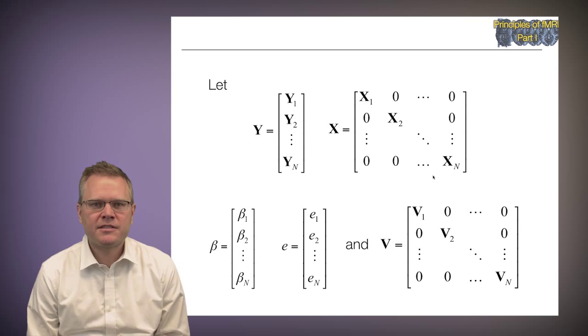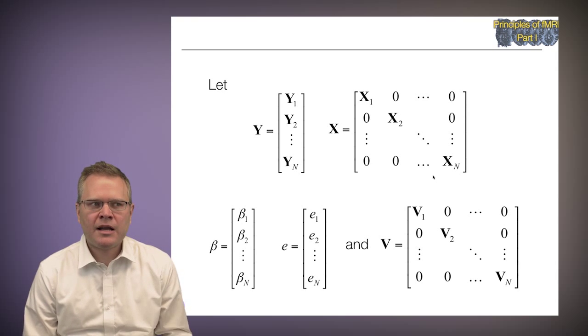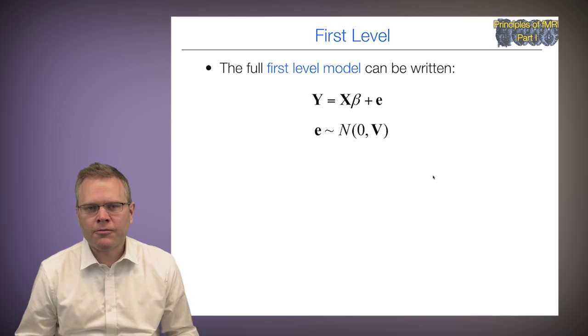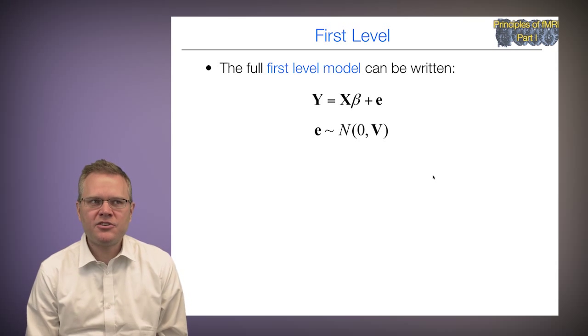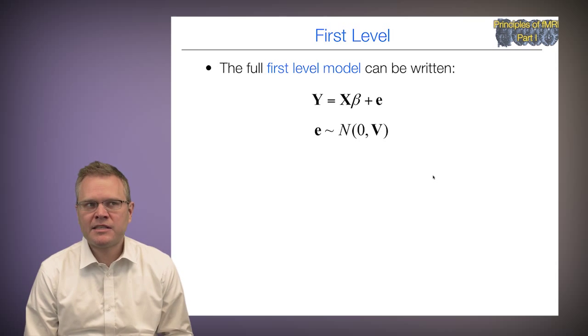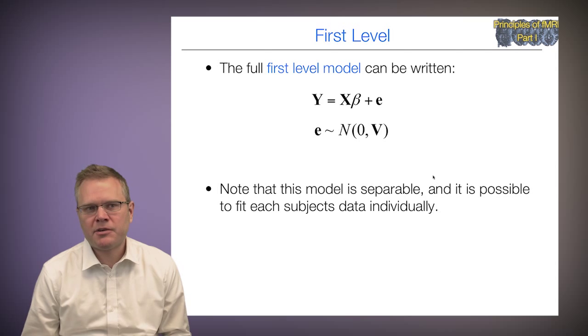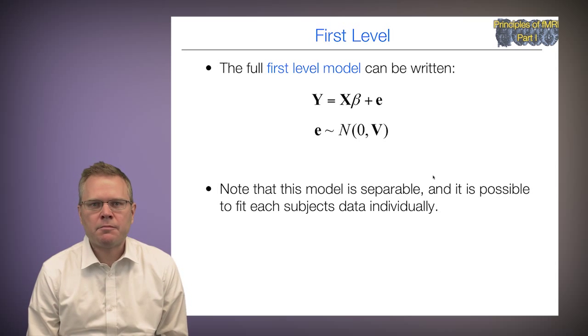The reason we do this is simply for bookkeeping purposes. Now Y, X, beta, E, and V contain information about every subject in our study. The full first level model using this notation can be written as Y equals X beta plus E. Note that this model is separable and it's possible to fit each subject's data individually, but we keep it this way simply for bookkeeping purposes.